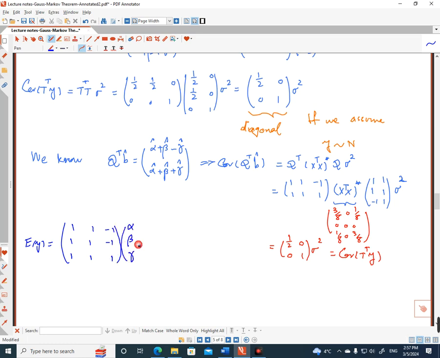alpha beta gamma. Remember, the expected value of y was the expected value of y1, which was equal to alpha plus beta minus gamma. The second element, the expected value of y2, is equal to alpha plus beta minus gamma. And the third element, the expected value of y3, is equal to alpha plus beta plus gamma.